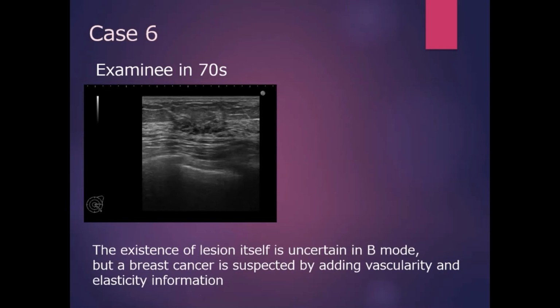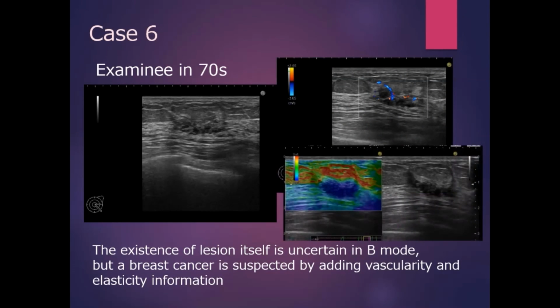In this case, the existence of the lesion itself is certain in B mode alone, but it was judged as category 5 by adding vascularity and elasticity information. It was invasive lobular carcinoma.